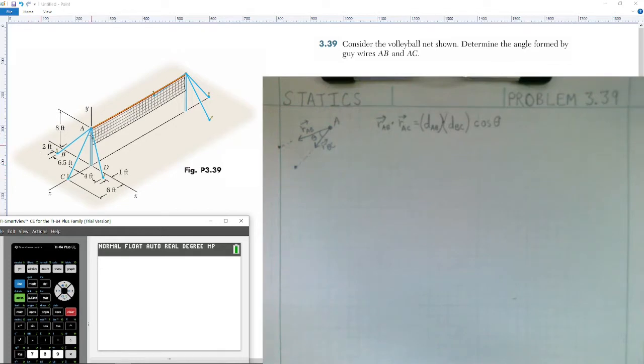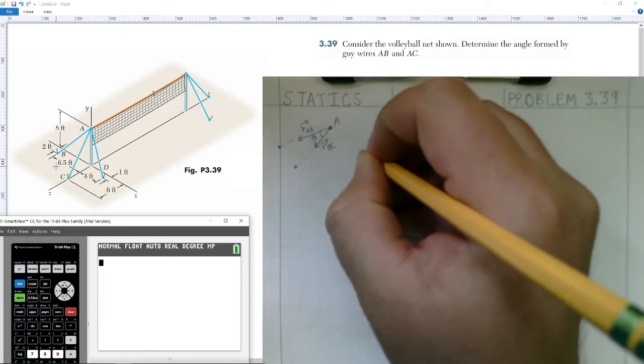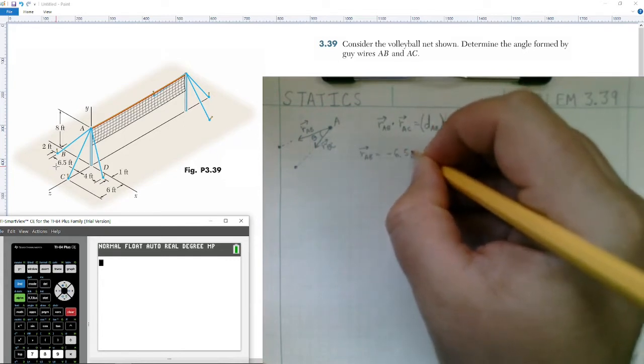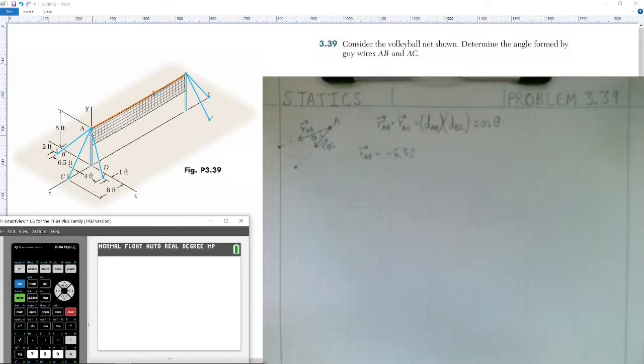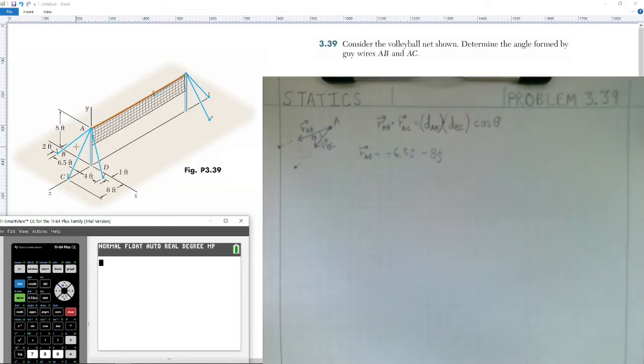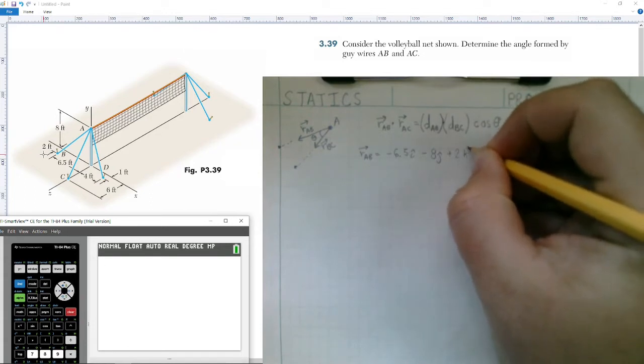Now, looking at the figure, going from point A to point B, we can see in the x-axis, we're going in the negative x direction, 6.5 feet. So our position vector R, A to B, would be negative 6.5 in the i-hat direction. We're going down along this vertical axis, a distance of 8 feet, it tells us. So it would be minus 8 j-hat. And we're coming out in the z direction, coming out from the line of the pole for the volleyball net. We're coming out 2 feet in the z-axis direction. So this would be plus 2 k-hat.